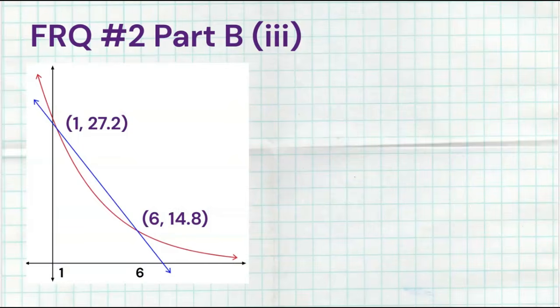So here is my picture. A picture's worth 1,000 words. You can even graph it in Desmos if you want to. Literally, you already have the model drawn if you use Desmos to find A and B for the model. And then you could just type in the equation of the secant line that we just found in part I, and that's the blue line.